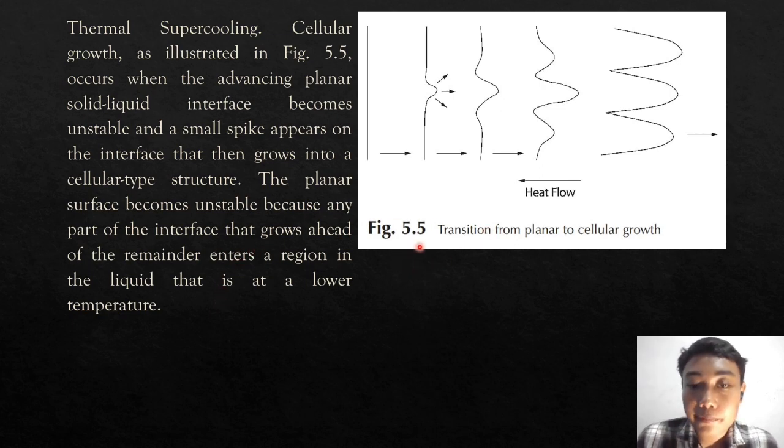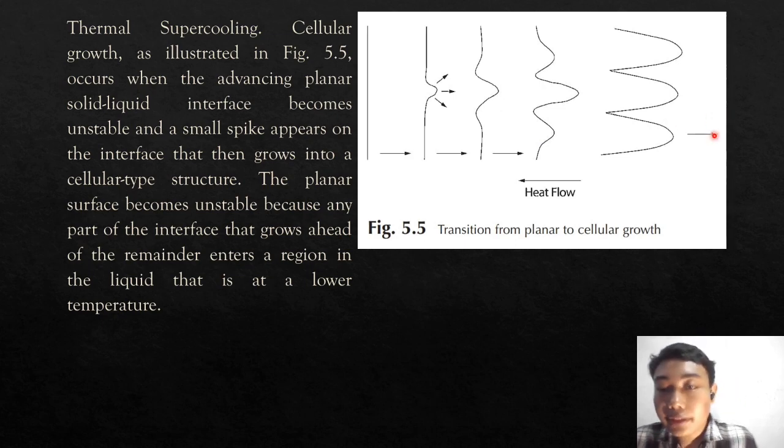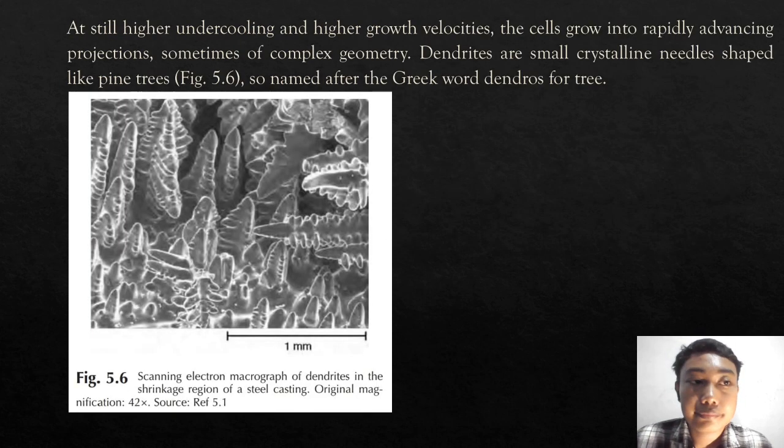This is Figure 5.5, the transition from planar to cellular growth. As you can see, the heat is going forward, and the change is going over there. Then the next: at still higher undercooling and higher growth velocities, the cells grow into rapidly advancing projections.